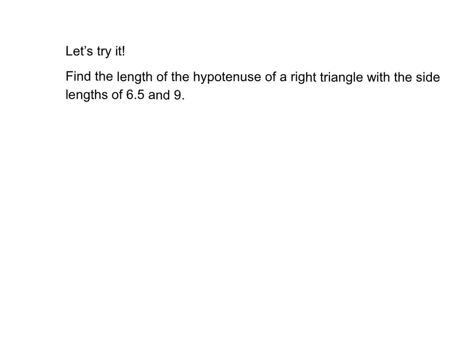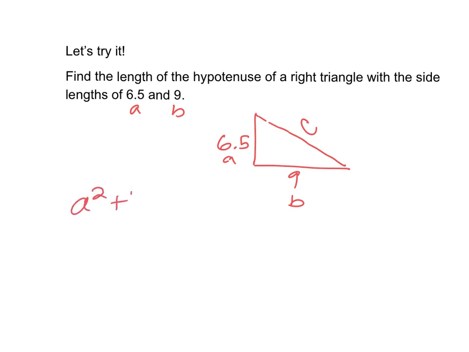All right, so last one. It says find the length of the hypotenuse of a right triangle with the side lengths of 6.5 and 9. It's going to be the same thing even though I gave you a number with a decimal. You could sketch a little picture if you wanted, or you could just label the numbers a and b. Either way. A, we're going to call that b, and we're trying to find this side, which is c. So we're going to go ahead and plug it into our Pythagorean theorem. So 6.5 squared, I'm going to need a calculator for this one, plus 9 squared equals c squared.